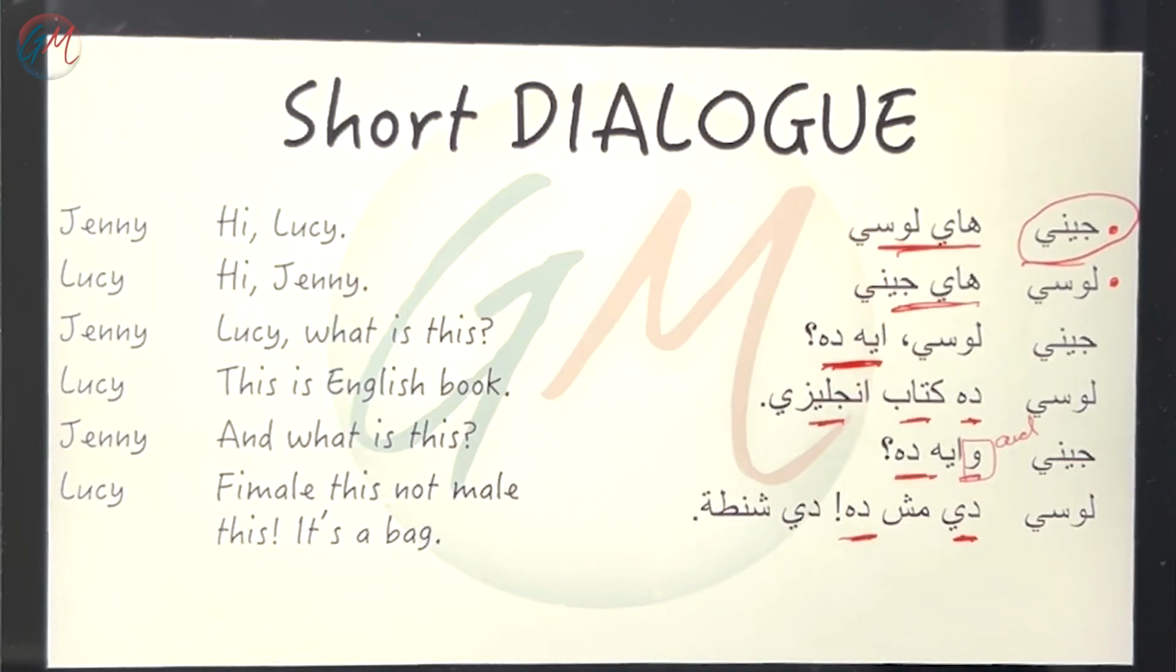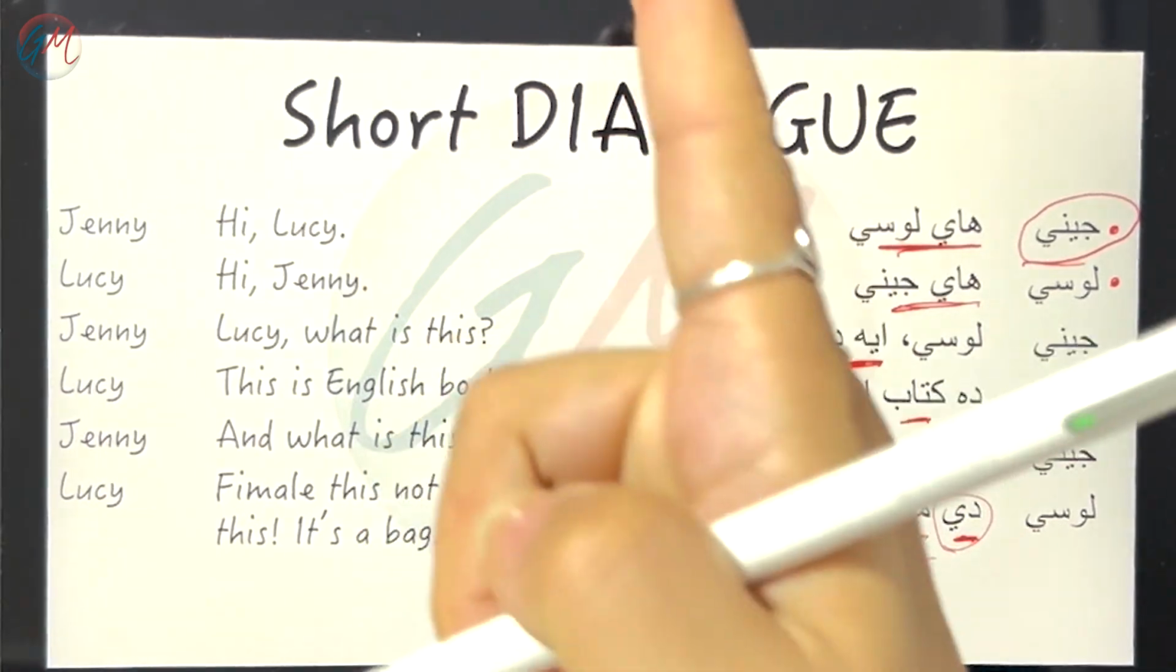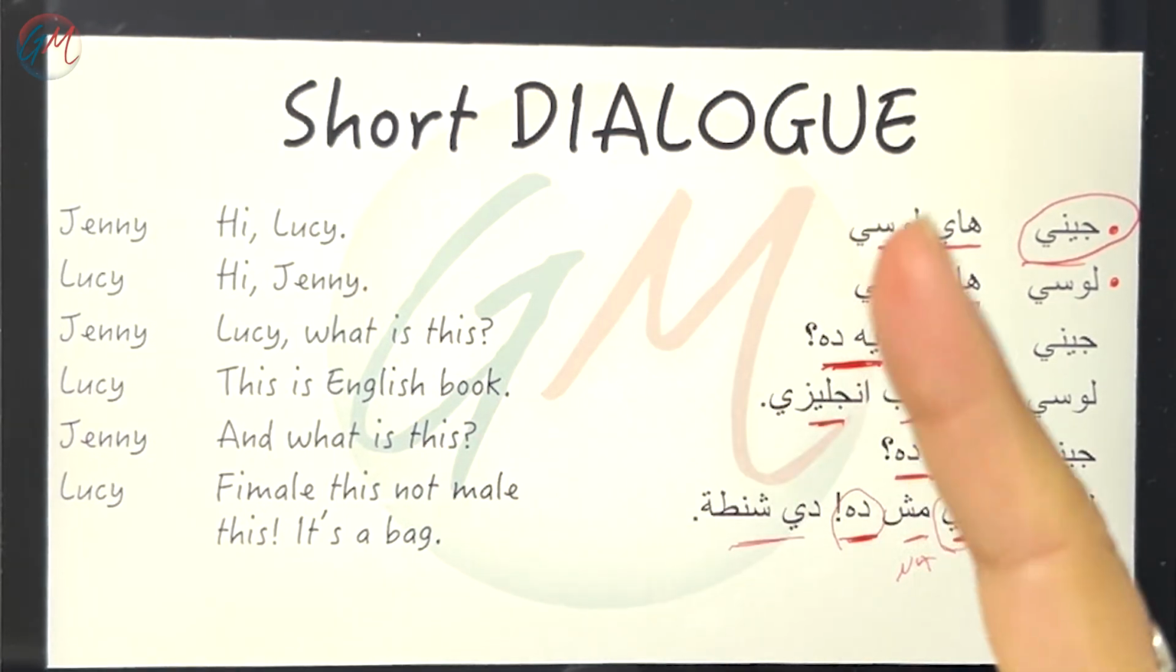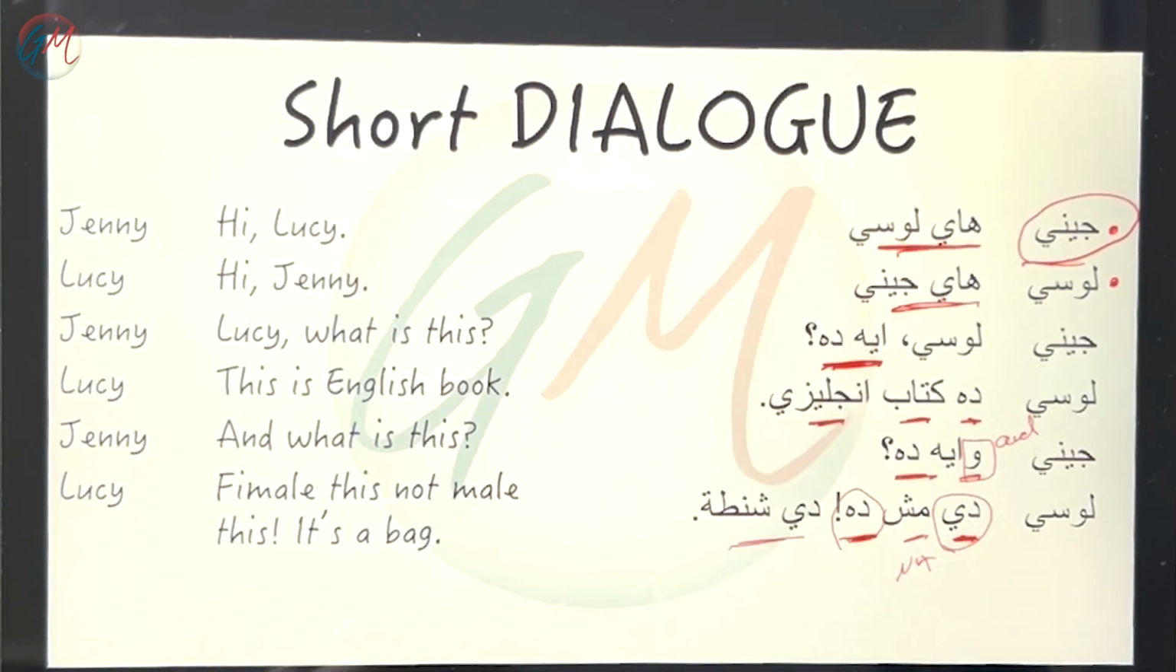So here she corrected it naturally, fixing it from the male version to the female version, which is di. Mish is not, right? Da, di shanta. So here Jenny is pointing to a bag and asking what is this, but in the male version, that's why Lucy corrected her naturally. This is a female this, not a male this. It's a bag, right? So can you repeat after me? Hi, Lucy. Hi, Jenny.